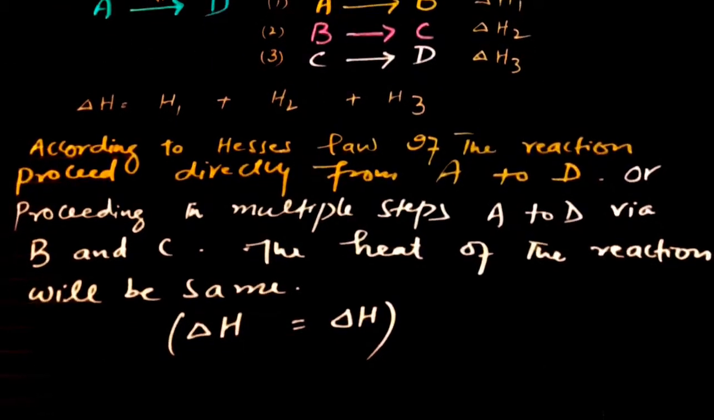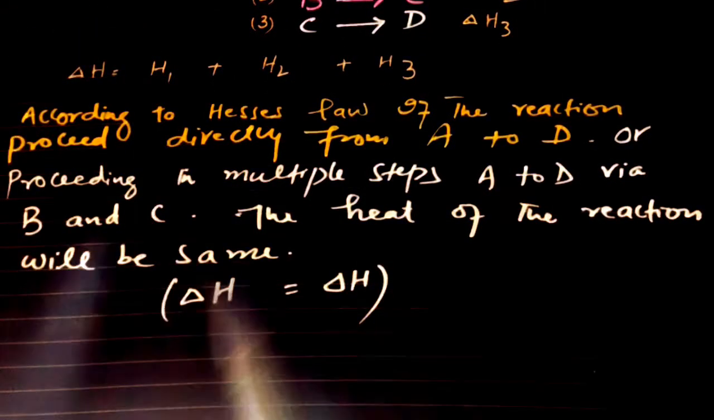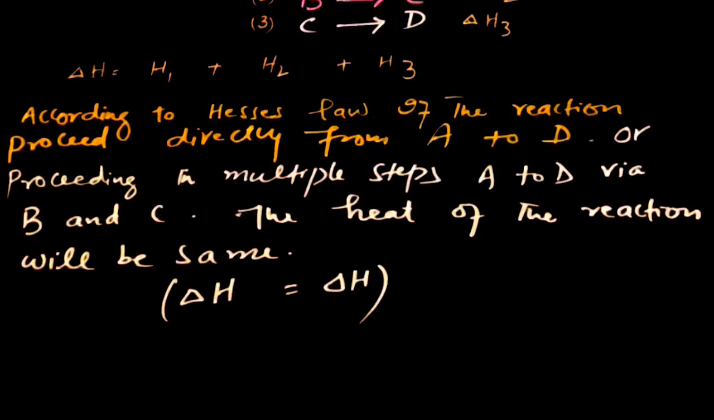So according to Hess's law, delta H for A into D and delta H for all these steps in which A is going to D with the intermediate steps will remain the same. That's basically called Hess's law of constant heat summation.